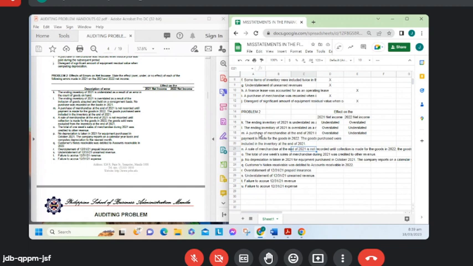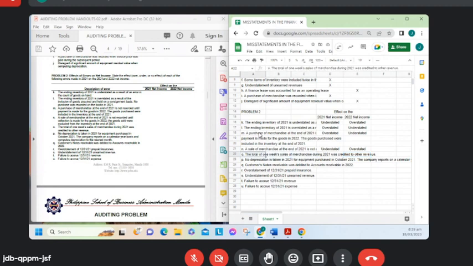So if the revenue was not recorded in 2021, then there is an understatement in revenue resulting to understated net income. No? So if it was recorded in 2022, ibig sabihin the 2022 revenue is overstated and that will result to overstated net income in 2022. All right.